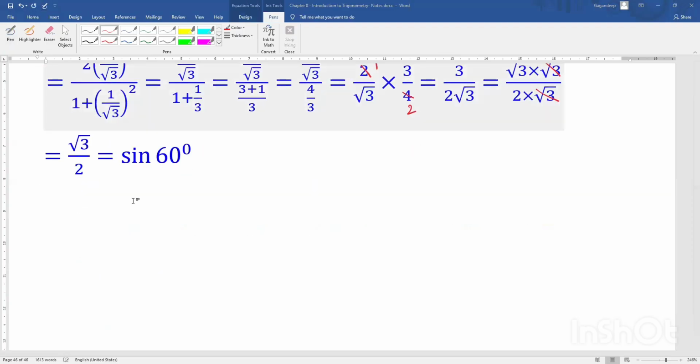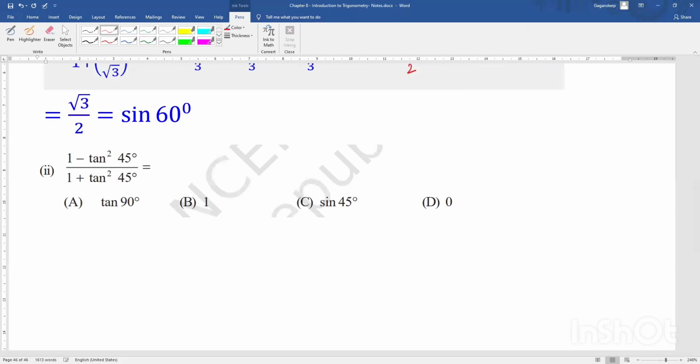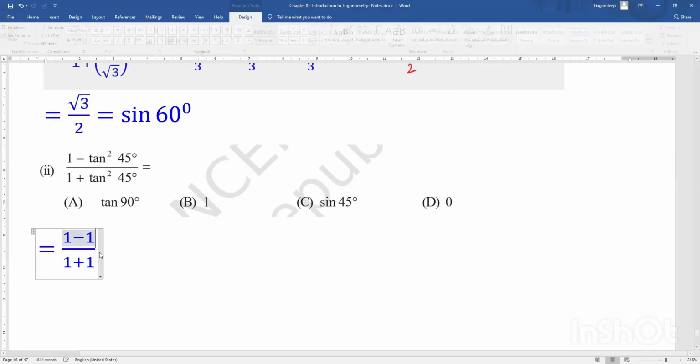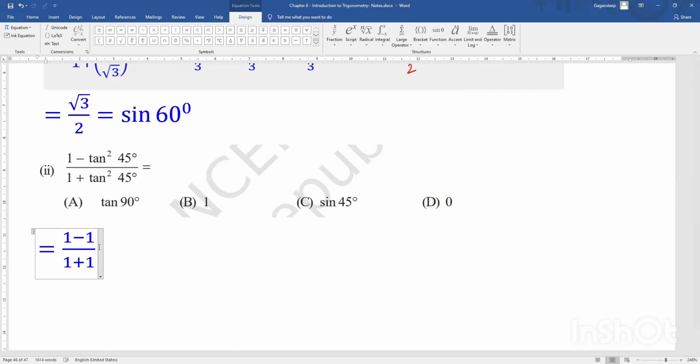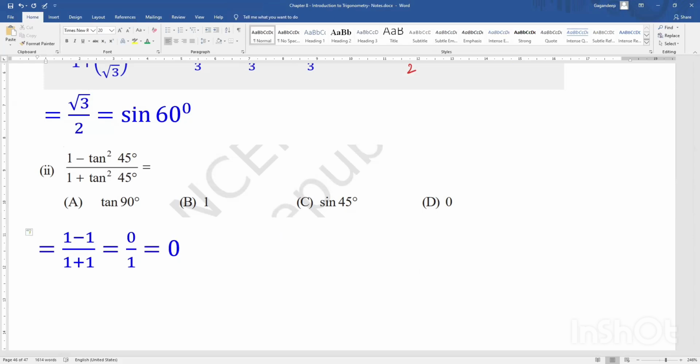Then I have the next question. So we have 1 minus tan square 45 by 1 plus tan square 45. Now here it will be nothing but 1 minus, tan 45 is 1, so 1 square is 1. So again 1 plus 1 in the denominator we get. So it's equal to 1 minus 1 by 1 plus 1, which is nothing but 0 by 2, so 0. So that's why the option will be D.